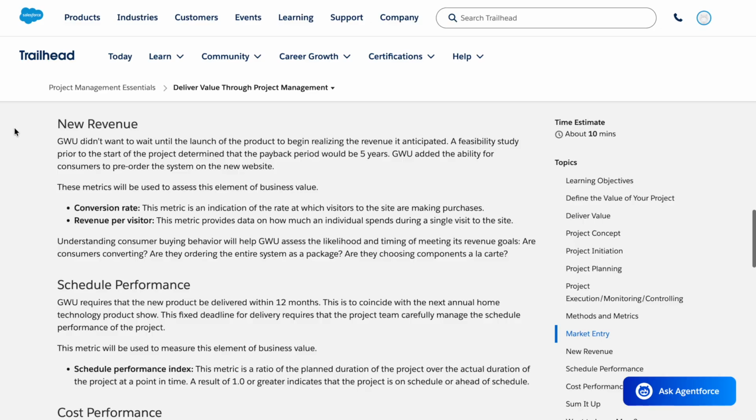New revenue. GWU didn't want to wait until the launch of the product to begin realizing the revenue it anticipated. A feasibility study prior to the start of the project determined that the payback period would be 5 years. GWU added the ability for consumers to pre-order the system on the new website. These metrics will be used to assess this element of business value.